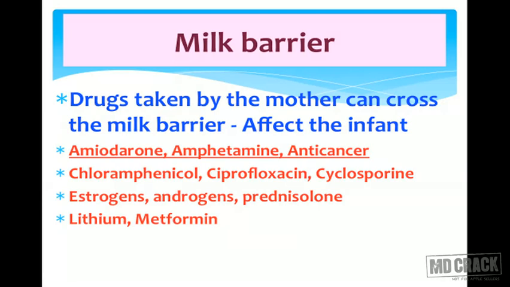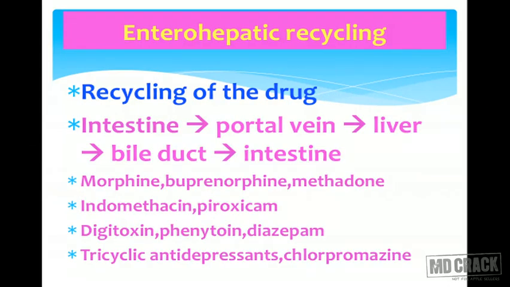Let's remember some important things. The first line of the slide tells you 3 A's, that's amiodarone, amphetamine, and most of the anti-cancer agents. The next line is telling you 3 C's, that's chloramphenicol, ciprofloxacin, and cyclosporine. Apart from this, the next line is quite easy to remember: the hormones, estrogens, androgens, and prednisolone. And the last line, 2 important substances, lithium and metformin. These can produce abnormalities in the breastfed infant because they can easily cross.